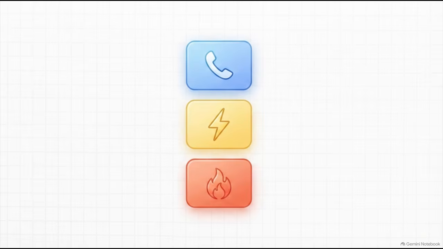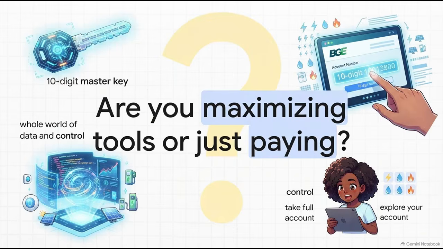For general support, dial 1-800-685-0123. If you see down lines or have a power outage, call 1-877-778-2222. And for a gas emergency, leave the area immediately and dial 1-877-778-7798.